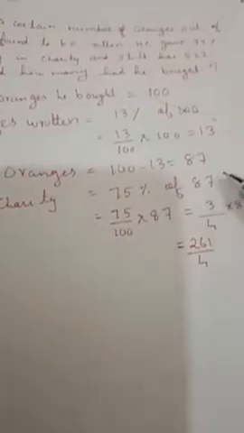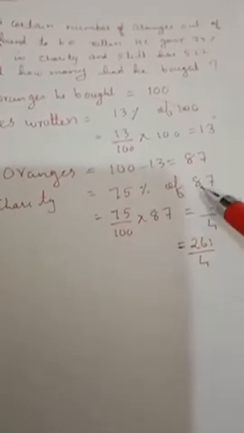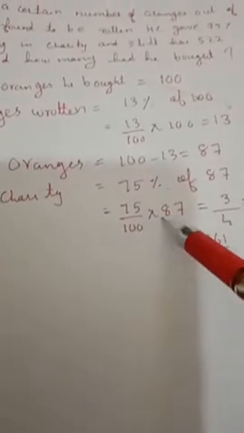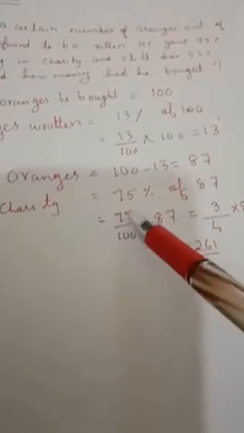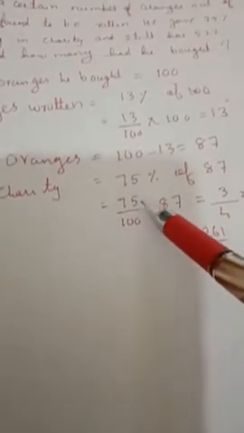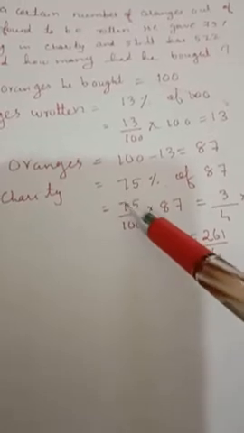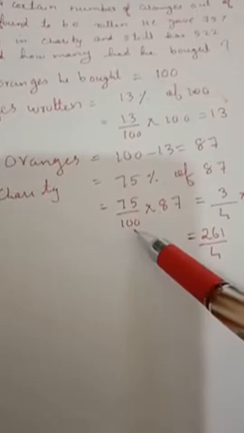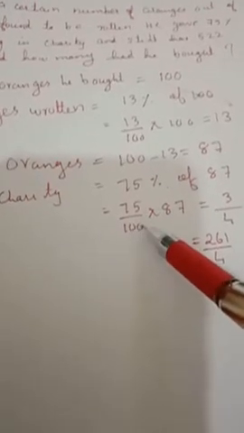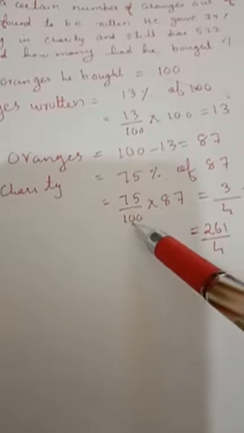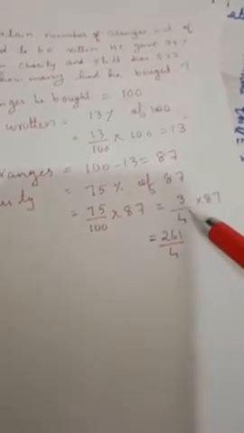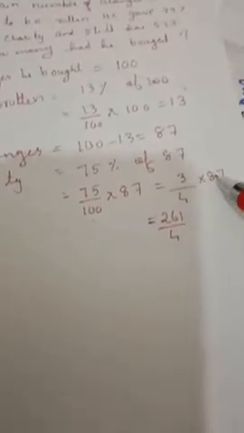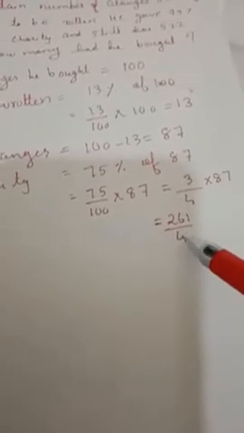So gave in charity is equal to 75% of 87. 75% of 87 is 75 by 100 into 87. Now 75 and 100 get cancelled by 25. 3 into 25 is 75. 4 into 25 is 100. So 3 by 4 into 87. Now 87 into 3 is 261 by 4. This is 75% of 87.